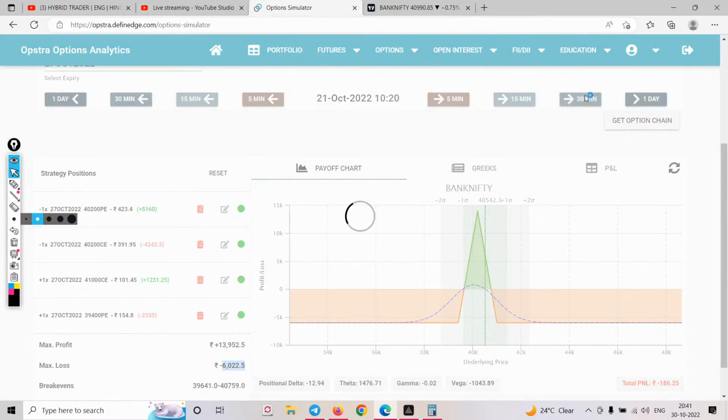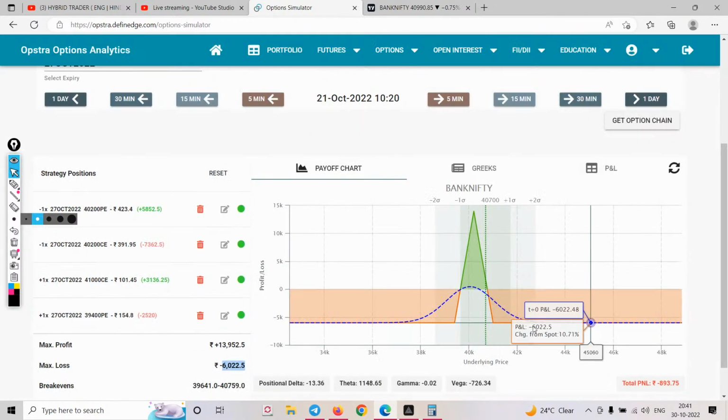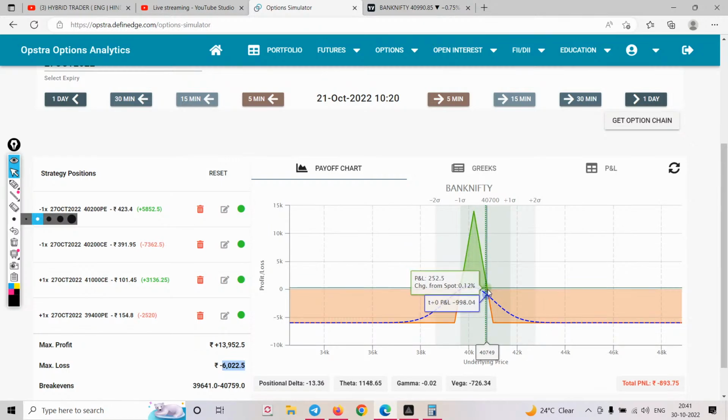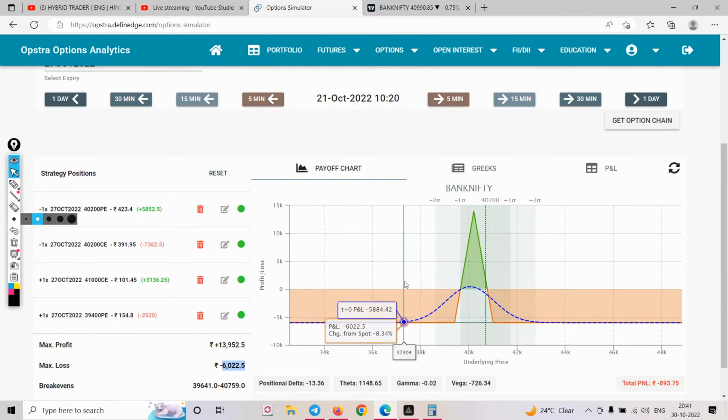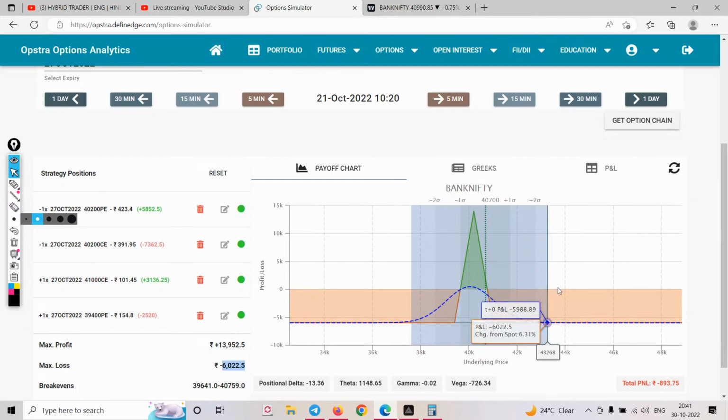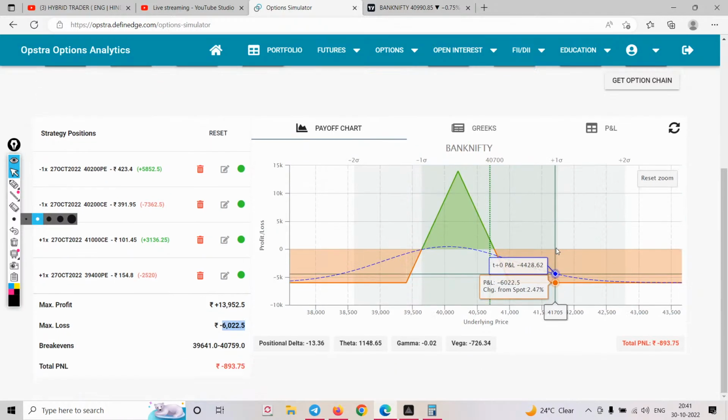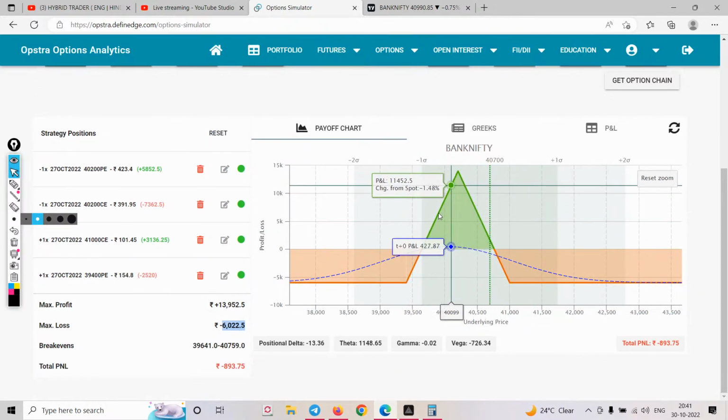I'll go for 30 minutes. Okay, now check, the market has come to my break even, right? Now tell me one thing, do I need to start thinking about the adjustments here?